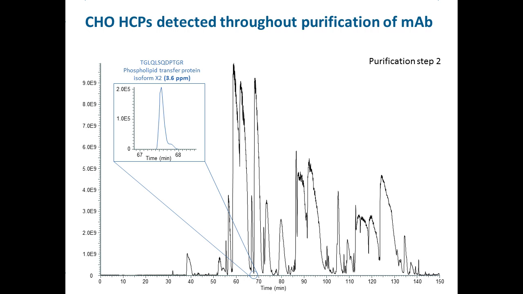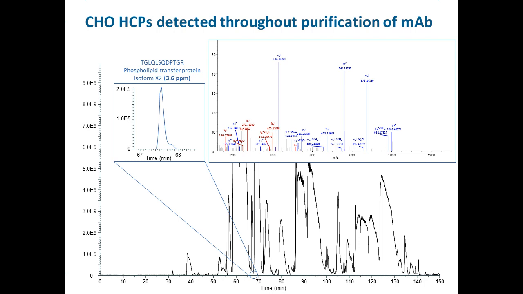Now, to put things somewhat more in perspective, this slide here shows the extracted ion chromatogram of one of the peptides corresponding to the host cell protein that we detect at 3.6 ppm. And here it is shown in overlay with the base peak chromatogram. And this nicely shows the dynamic range that we are confronted with. So despite the fact that this particular host cell protein is only at 3.6 ppm, we can also obtain some very nice MSMS data, as is shown here, and this of course allows us to confidently identify this protein.